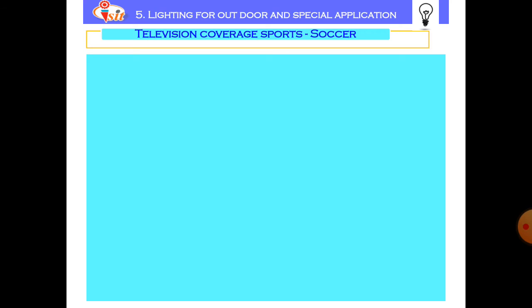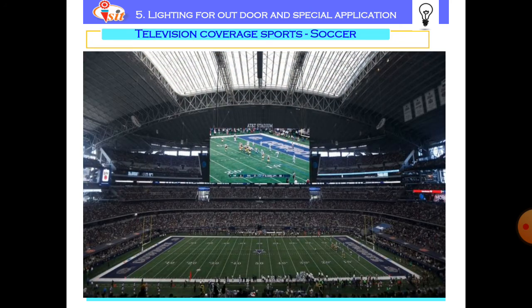Now, for television coverage sports like soccer, take a look at the soccer field, a spectator sport in a large stadium where television coverage is required. Therefore, illuminance related to the camera takes priority. So, for telecasting or broadcasting purposes, the required illumination level is more than without broadcasting of the television game.